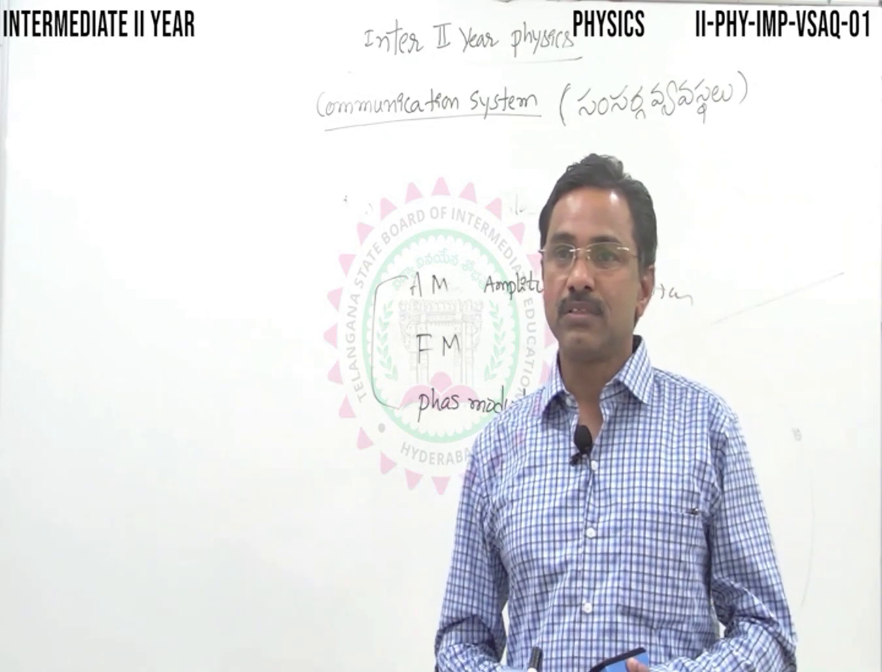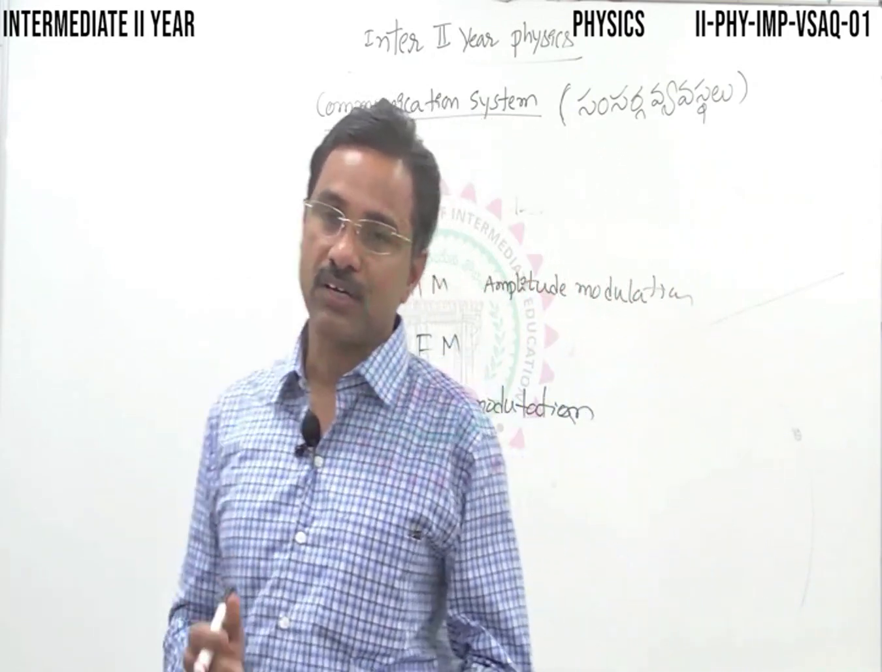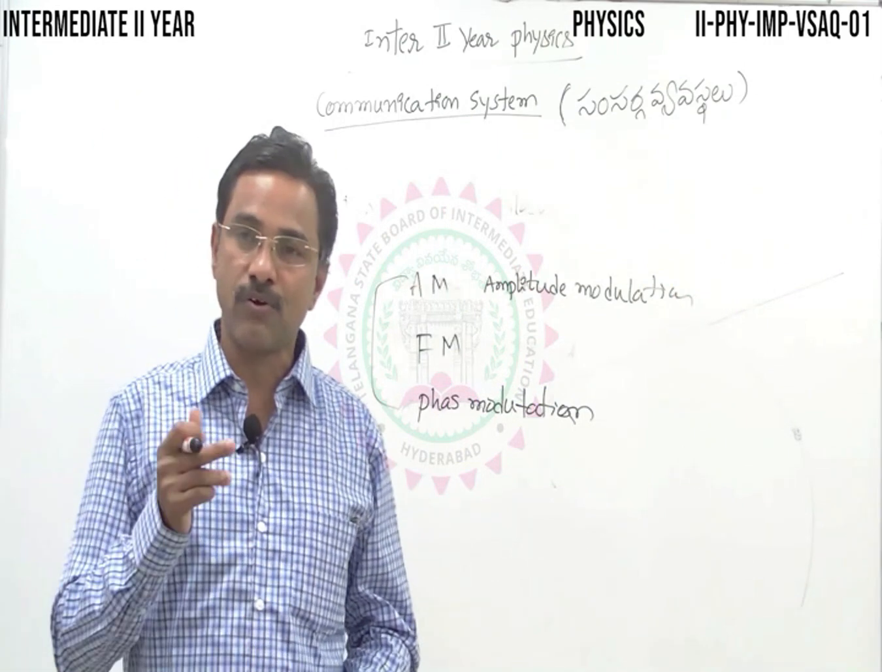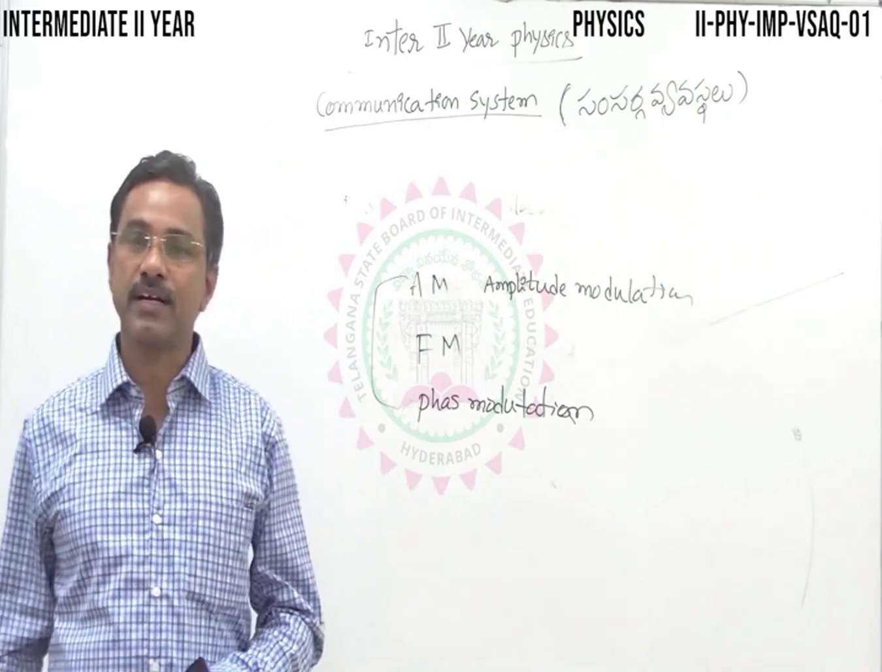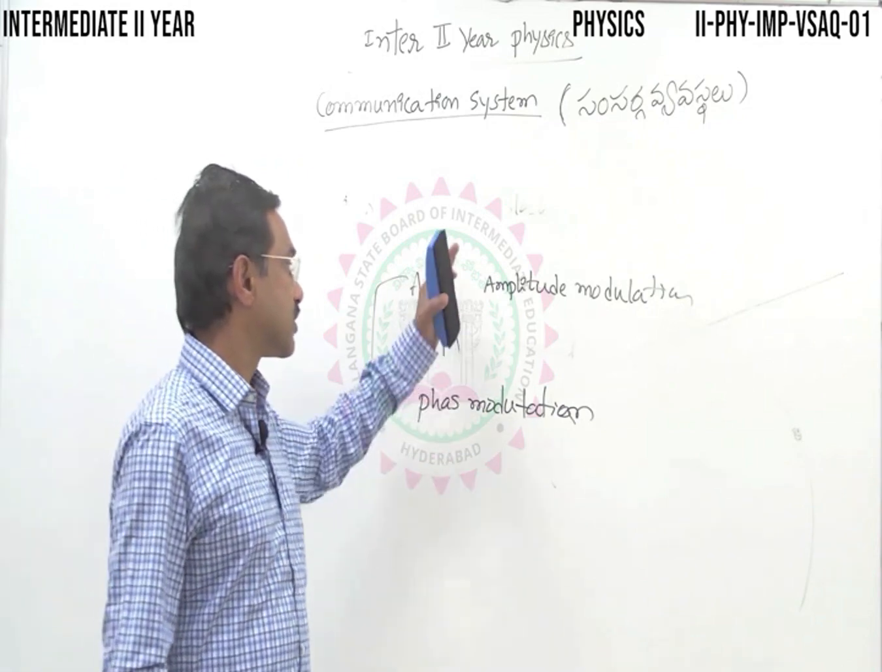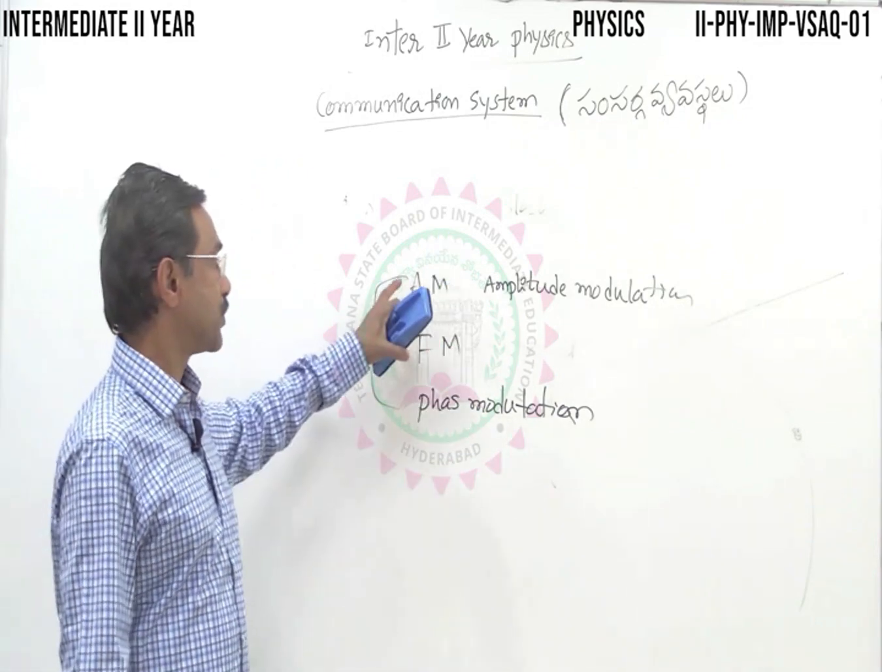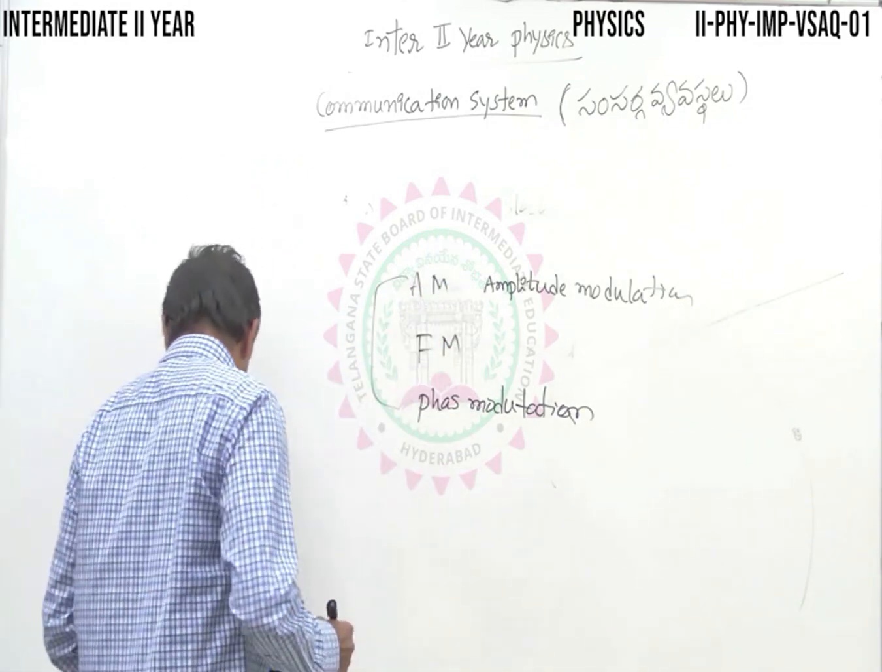So here the characteristic of the carrier wave will change in accordance with the signal to be transmitted. Accordingly, we have 3 types of modulations. Amplitude modulation, here the amplitude gets modified.